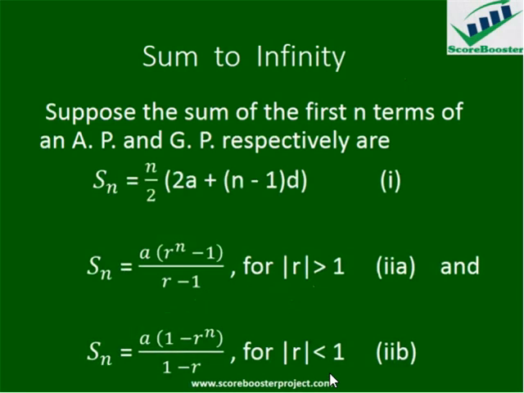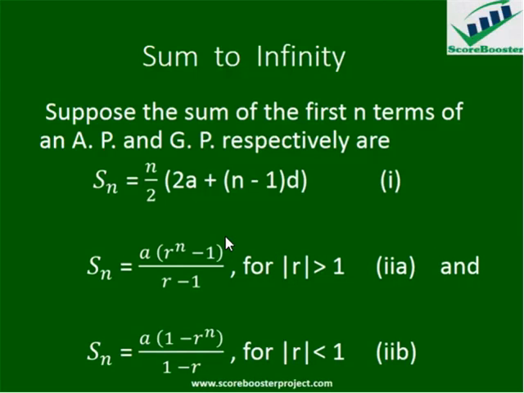So now we move to how we got the formula for either the sum of an AP to infinity or the sum of a geometric progression to infinity. So we have three equations here. We have equation 1, which is the formula for obtaining the sum of the first n terms of an arithmetic progression. a is the first term, d is the common difference, and n is the number of terms, that is if you have a finite term.